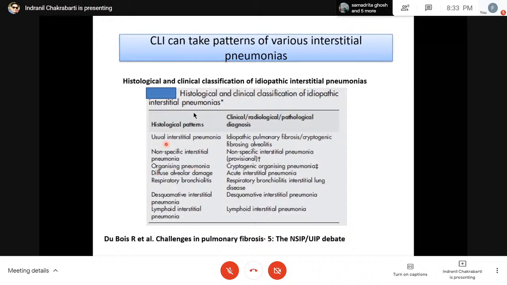Now, various chronic lung injuries can also present with features of usual interstitial pneumonia, that is UIP, or non-specific interstitial pneumonia, that is NSIP. Or they can present with lymphoid interstitial pneumonia. This chart is basically for idiopathic interstitial pneumonias. I have just used it to highlight the various patterns of interstitial pneumonias which can be seen in chronic lung inflammations.